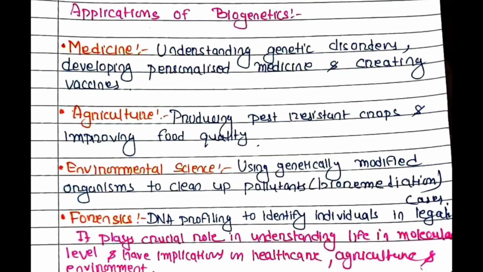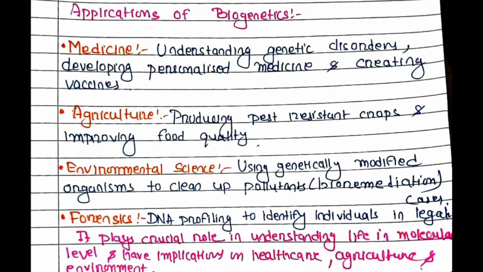Then the applications of biogenetics. We will see some applications of biogenetics. First, in medicine, biogenetics is used in understanding genetic disorders and developing personalized medicines according to the genes. Also, it is used in creating vaccines. It is the use of biogenetics in the field of medicine.